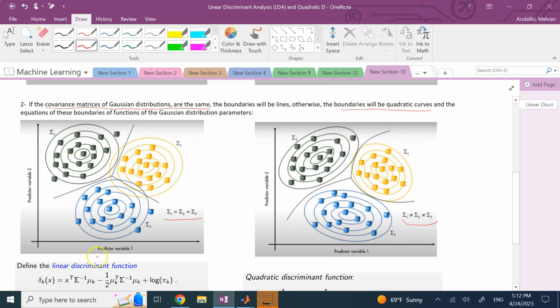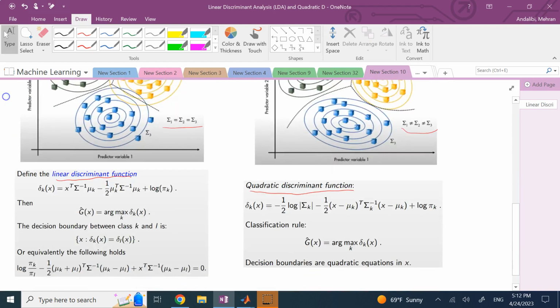And so this one on the left, we call it linear discriminant function or linear boundaries. The one on the right, we call it quadratic discriminant function or analysis. And this guy is called LDA, this one is called QDA, okay?